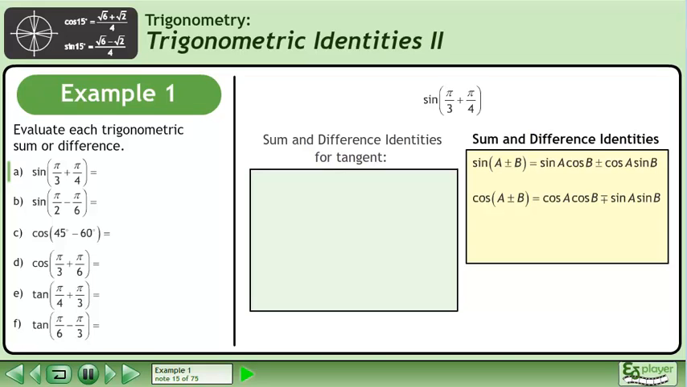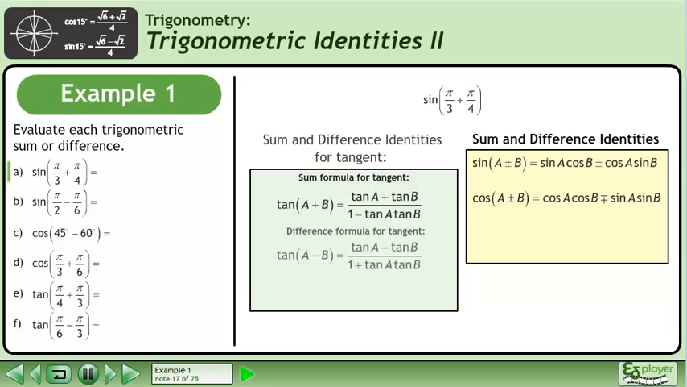Now we'll state the sum and difference identities for tangent. The sum formula for tangent is tan of a plus b equals tan a plus tan b over 1 minus tan a tan b. The difference formula for tangent is tan of a minus b equals tan a minus tan b over 1 plus tan a tan b.